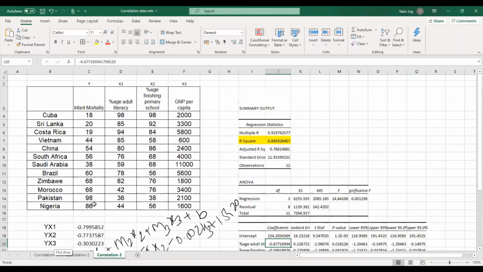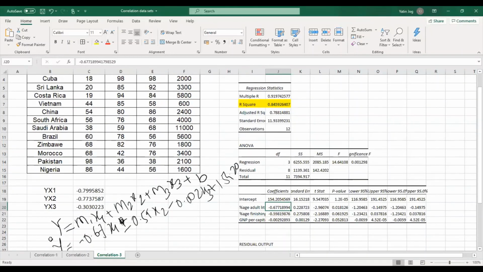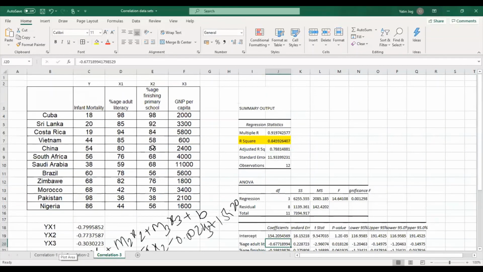So if I'm trying to predict y, and if I can predict y up to 84% of accuracy, that means this is a good data model. Or I can say this x1, x2 and x3 as a combination are good predictors of y. This is what I can come to know.